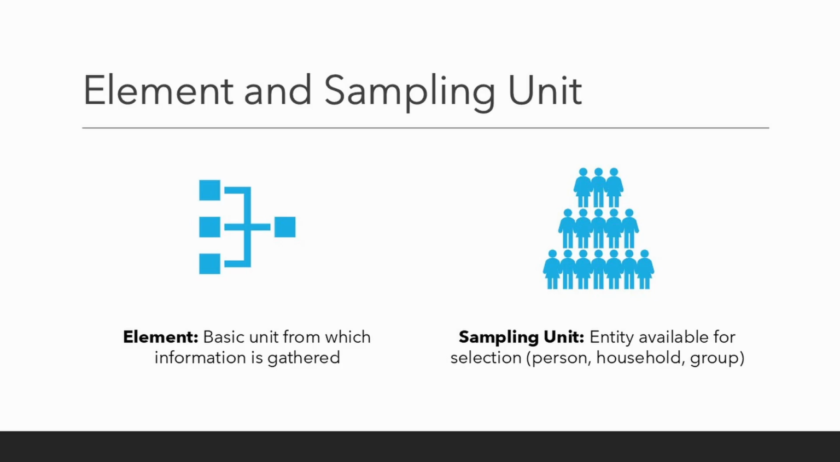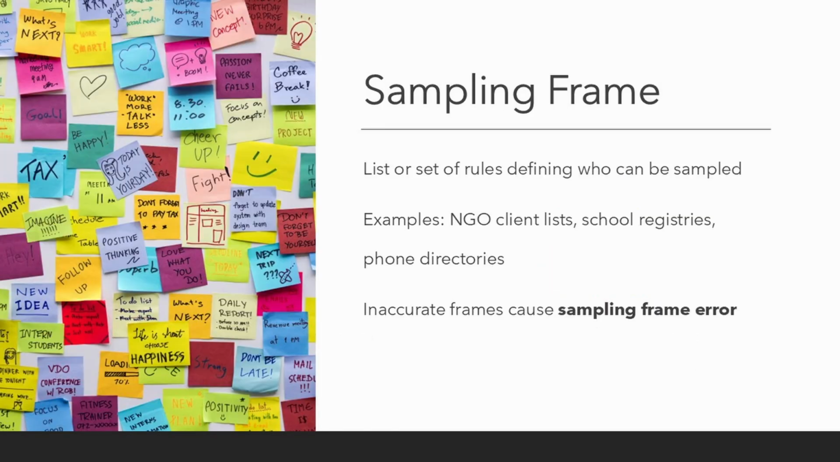services in social work. The sampling frame is essentially the list or set of guidelines that helps identify and access elements from the target population. In social work research, this could be a list of shelter home residents, beneficiaries of a welfare program, or even ward-level census data. A poorly defined frame risks sampling errors and weakens the credibility of your findings.